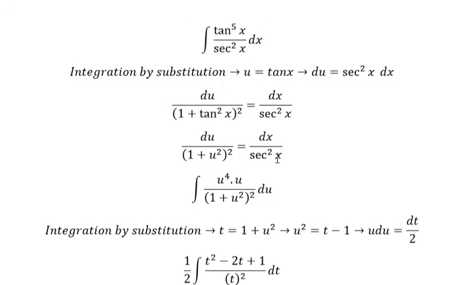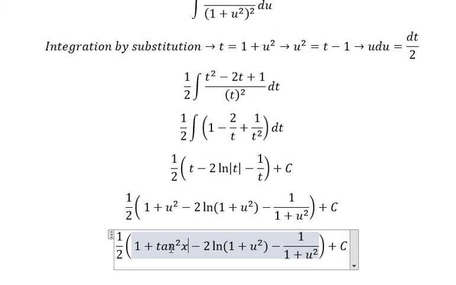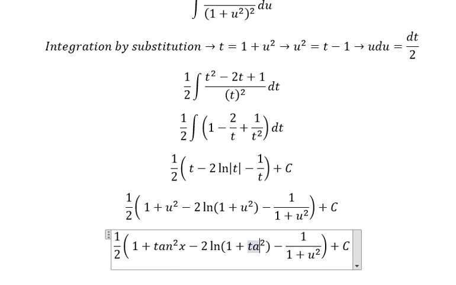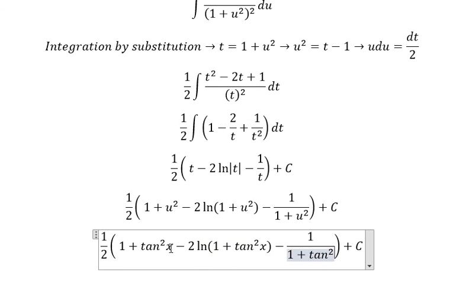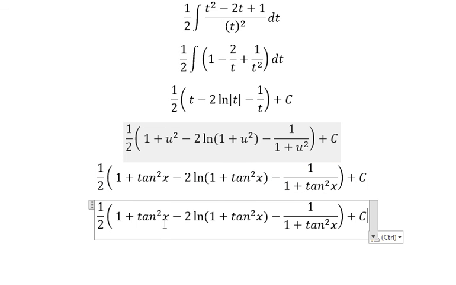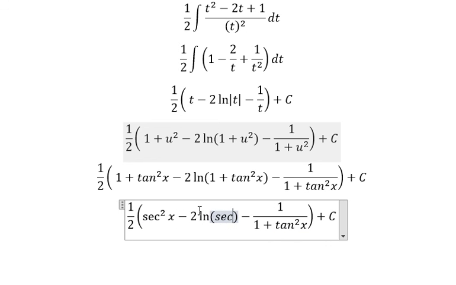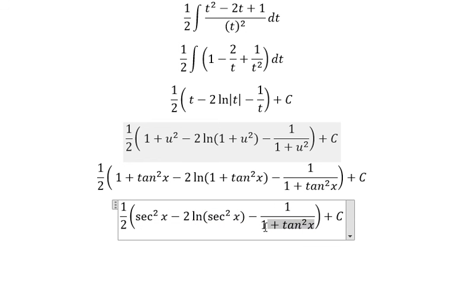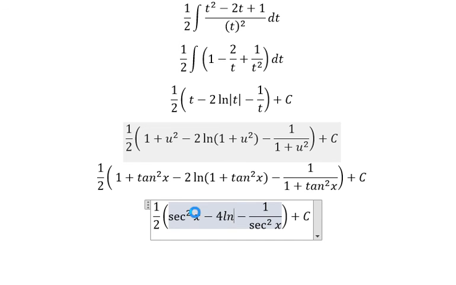About u, that's tan s. About this one we can change into secant of s squared, and this one you got for ln of secant of s.